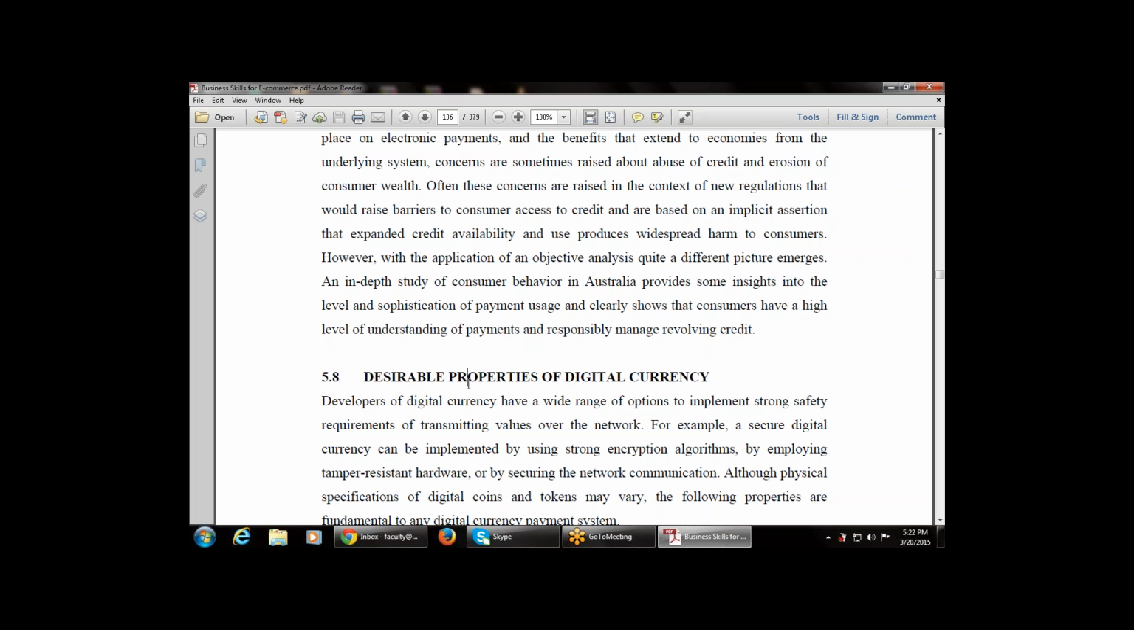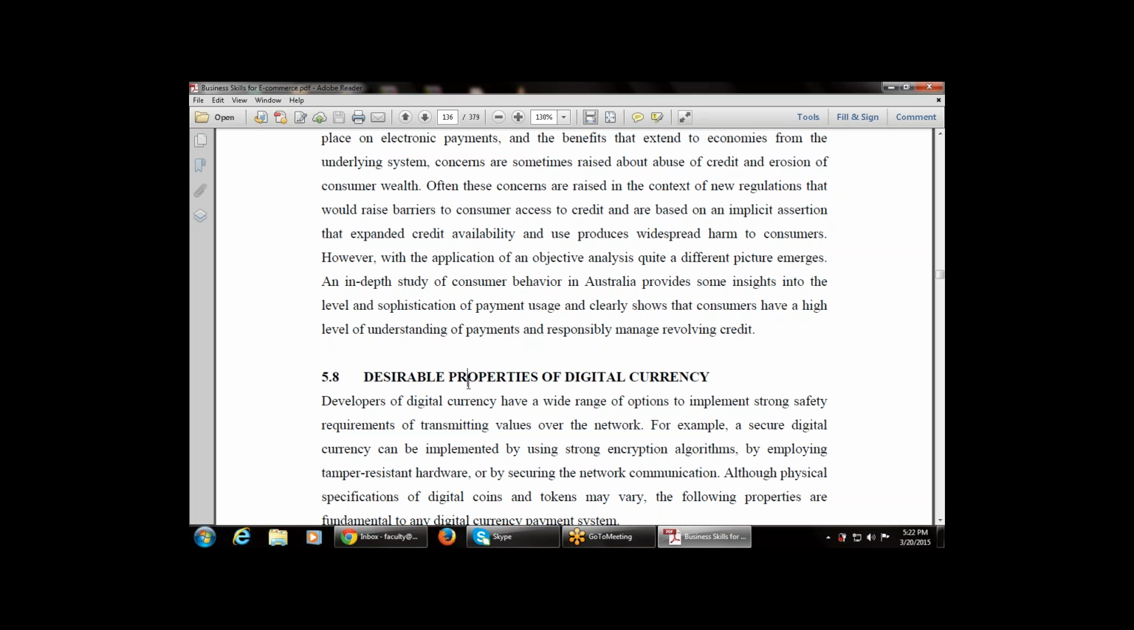So this is one example: if I want a secure digital currency, it can be implemented by using a strong encryption algorithm, employing tamper resistant hardware, or securing the network communication. These are the various methods by which a secure digital currency can be implemented.